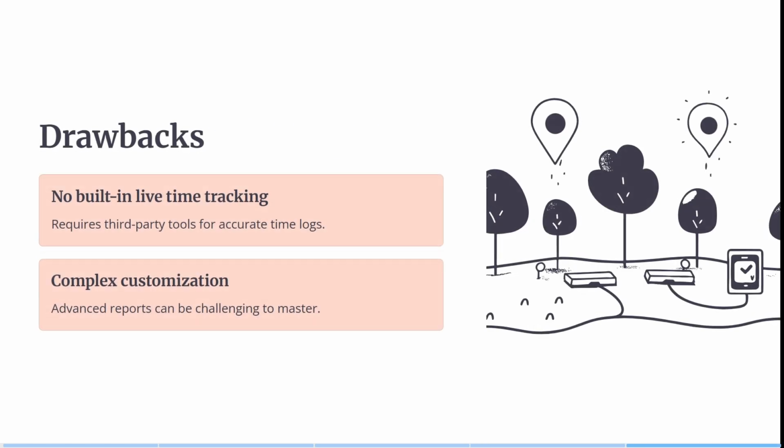The last thing is one or two of their drawbacks. So there's no built-in live time tracking. This is something that you could maybe grab an integration for. One of the nice integrations that I like to use with all of my software is Jibble. It is a time tracking software, so you can go ahead and integrate that.